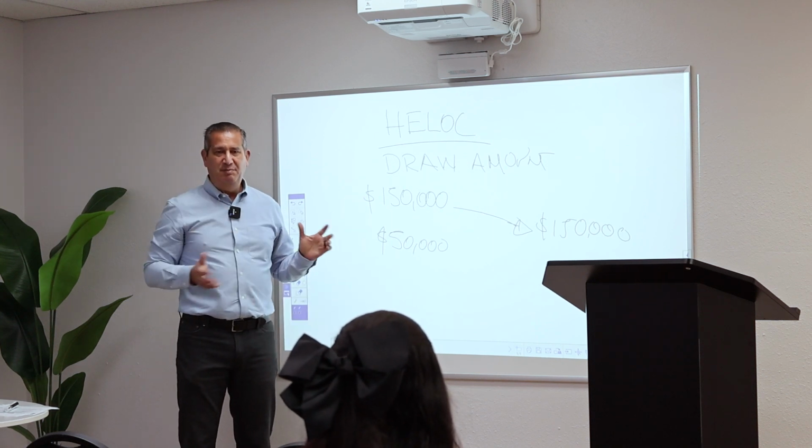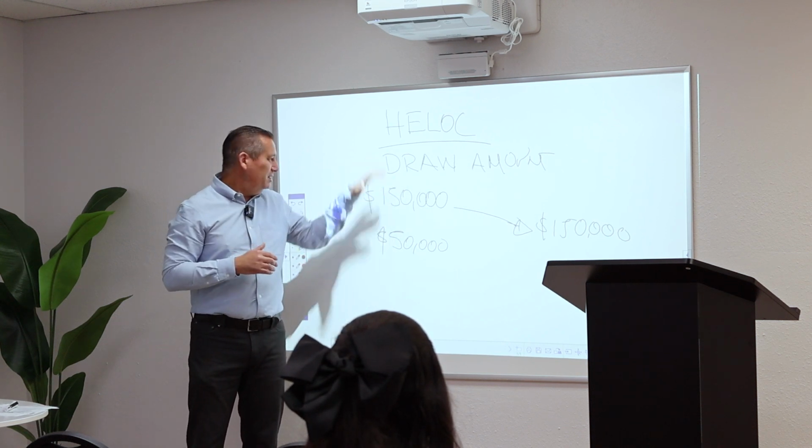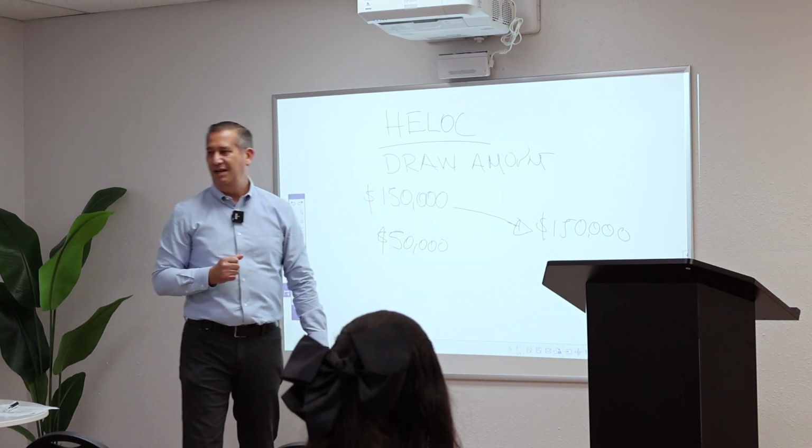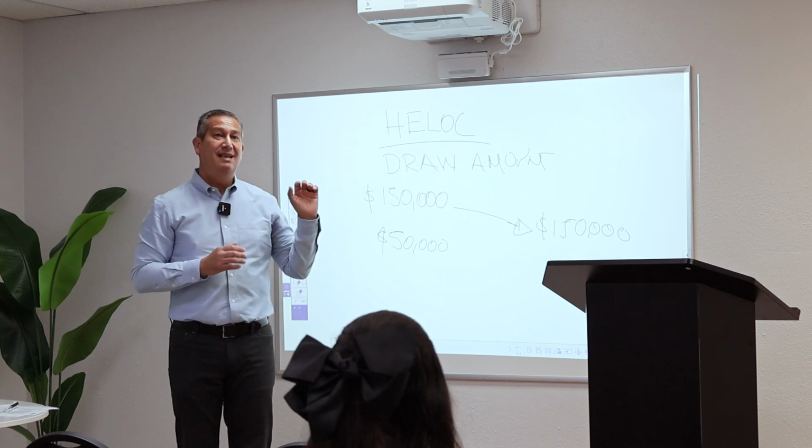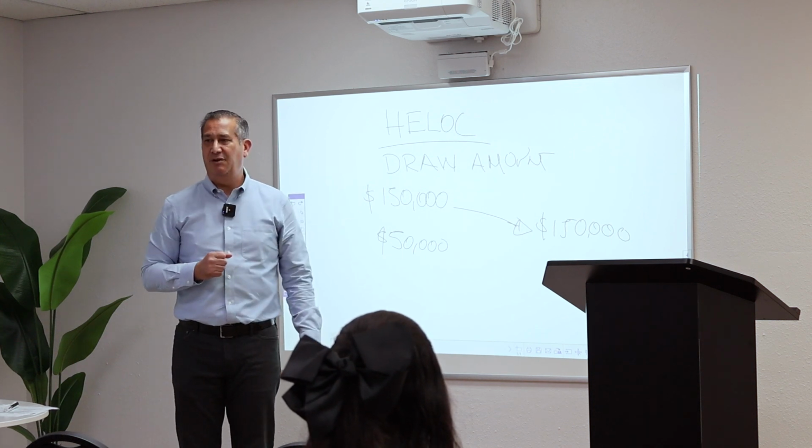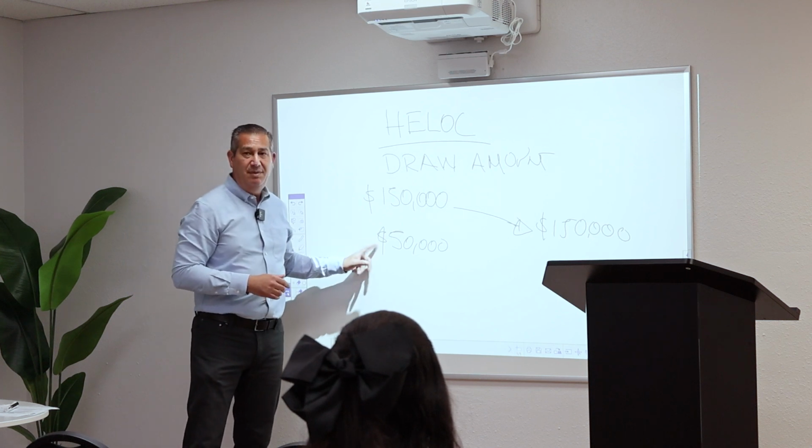Because most of the people that do lines of credit want to do the whole amount as an initial draw amount. So talk to your clients and ask them what initial draw amount they want to make, and explain to your clients that the minimum is $50,000.